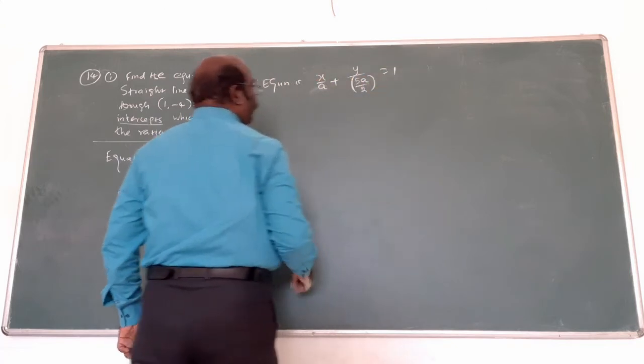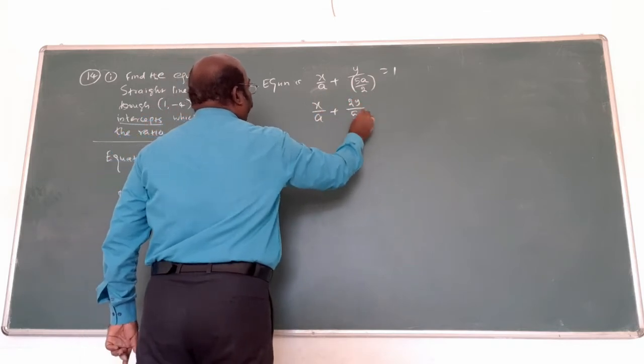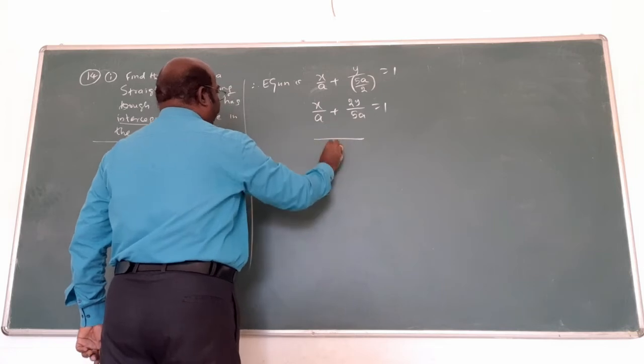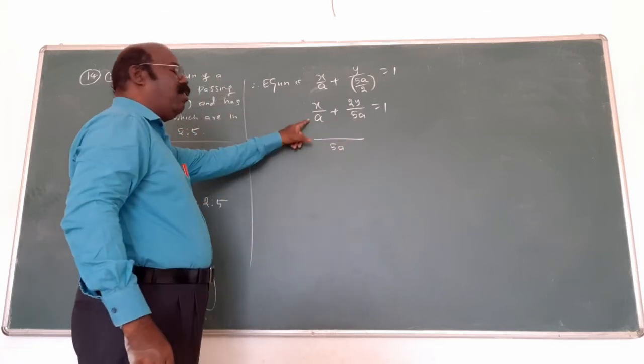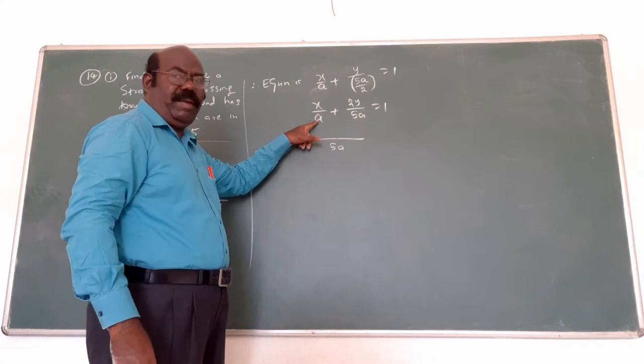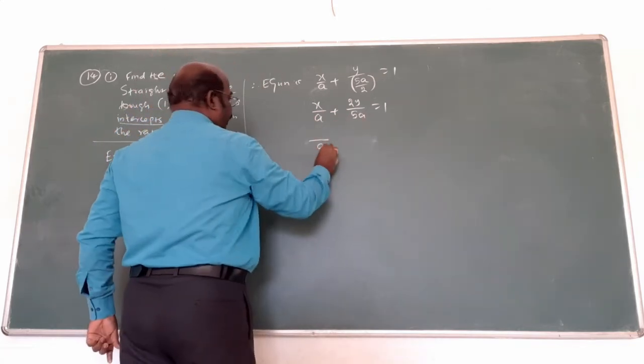Equal to what? Now what is this equation? 2y divided by 5a equal to 1. What is the LCM? 5a is the LCM. Here 5 is missing. Am I right? Here 5a is there, here also 5a is involved. Then the LCM is easy for you. That's why a is there.